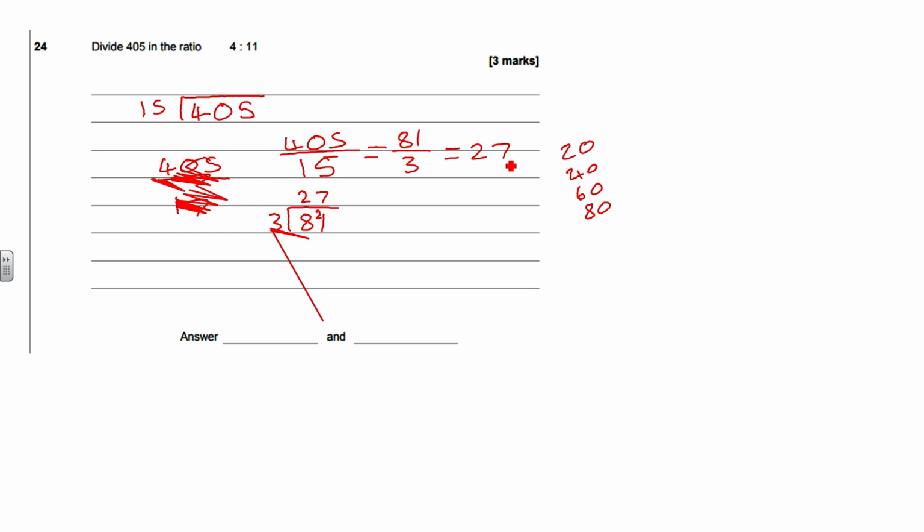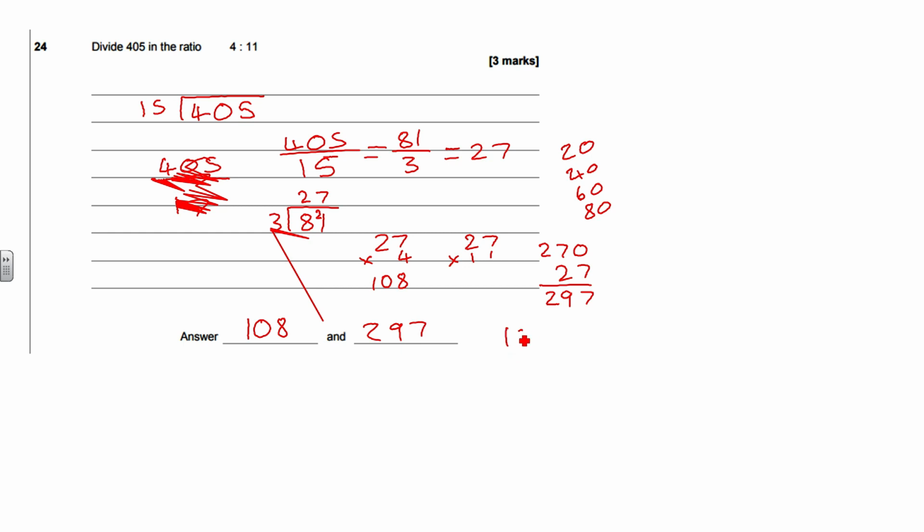So I need to do 27 times 4 and 27 times 11. So 27 and 27 is 54. Then double it again, that's 108. Then 27 times 11 will be 27 times 10 plus another 27. So it's 108 to 297.